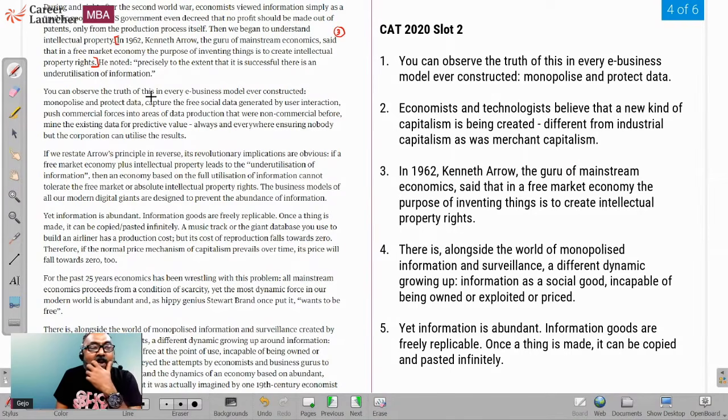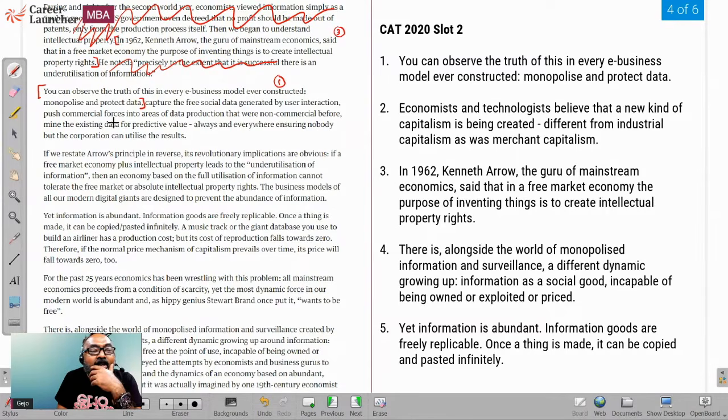You can observe the truth of this in every e-business model ever constructed: monopolize and protect data. That's it. We stuck it there. That is our sentence number 1. So we kind of missed this part. We chucked this one. Okay, let's carry on.